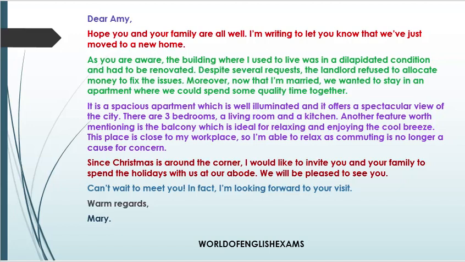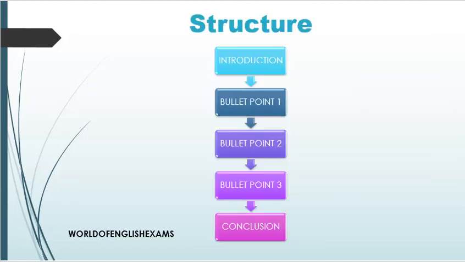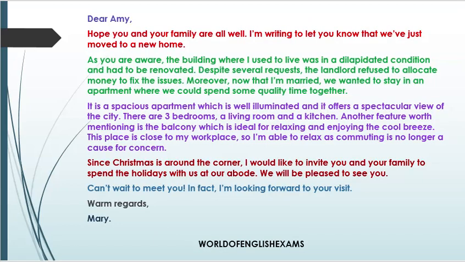Then what is the first paragraph? It is the introductory phrase. In a formal letter, you will directly start by writing the purpose. However, when you're writing to your friend, it is a courtesy to start with phrases like hope you and your family are all well. So just ask about their well-being in one sentence and then you continue. I am writing to let you know that we've just moved to a new home.